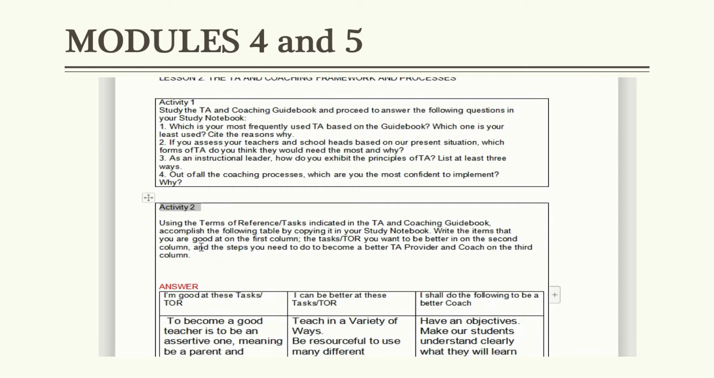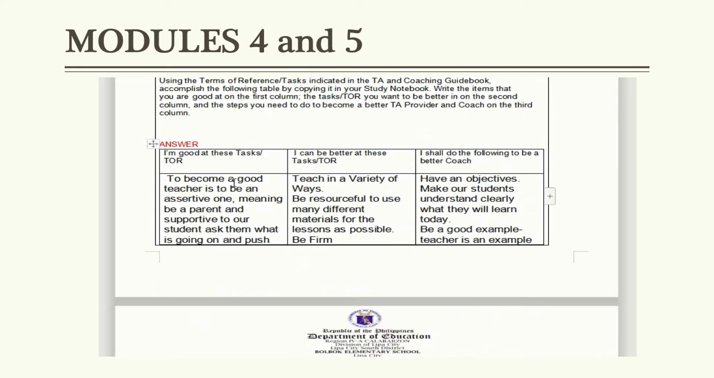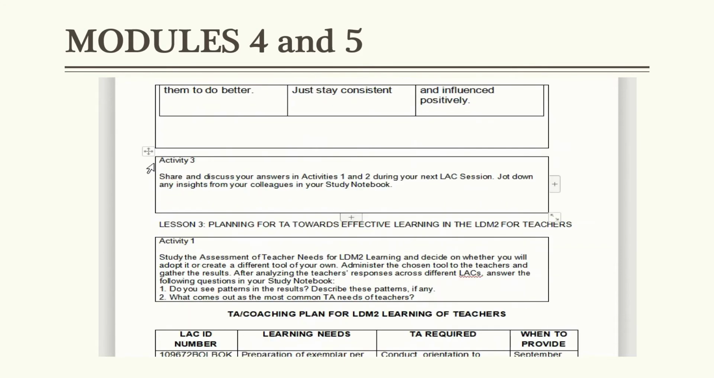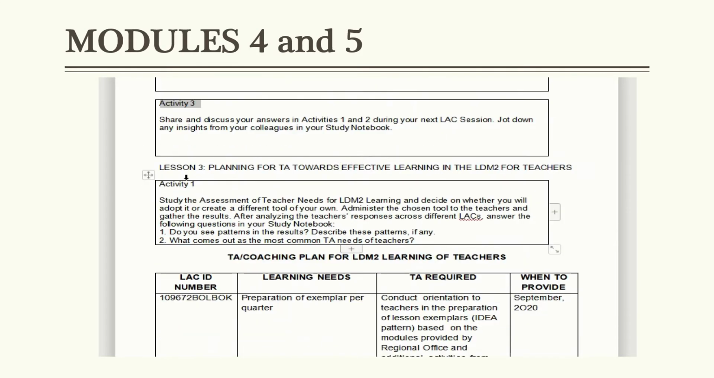Write the items that you are good at on the first column. So here is an example. I'm good at these tasks. So you just have to write the things that you are good at. Then, I can be better at this task and I shall do the following to be a better coach. So this is an example answer. And activity number 3 is about sharing and discussing with your colleagues.